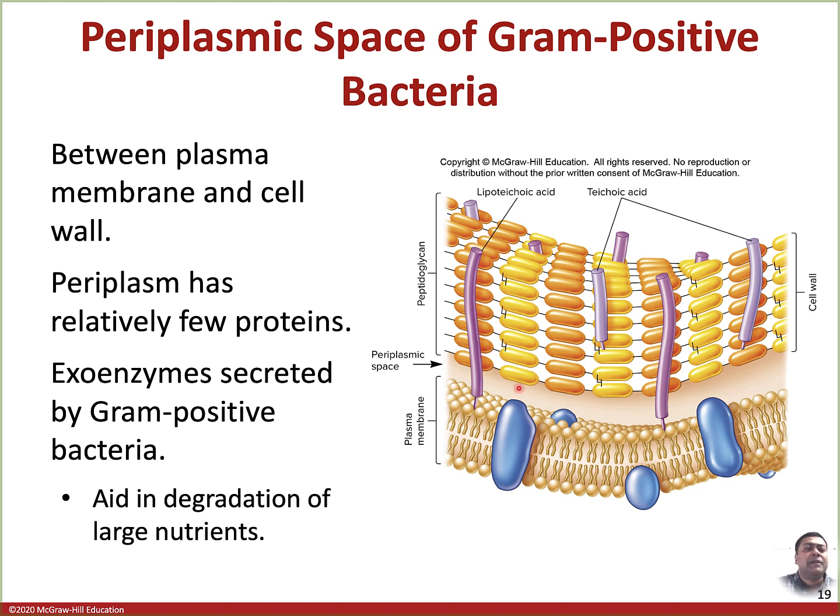The periplasmic space does have some exoenzymes secreted by the gram-positive bacteria, and they help to break down large nutrients. The periplasmic space is filled with many different types of exoenzymes which are secreted from the cell, and they help to degrade some of the larger nutrients before they can pass through the plasma membrane.